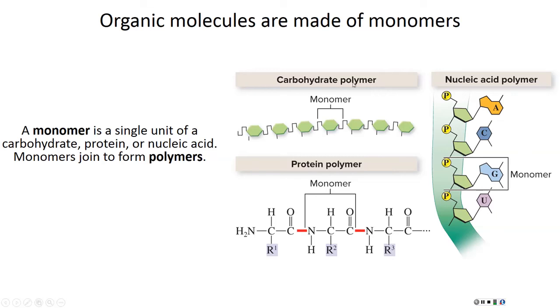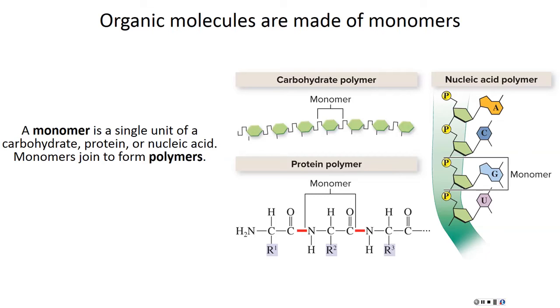Now, poly means many. So think about it. We have these small individual pieces. So one piece is called a monomer. And when we link a lot of monomers together, we're going to have many monomers. Well, many means poly, okay? So really, a polymer is made up of individual monomers.